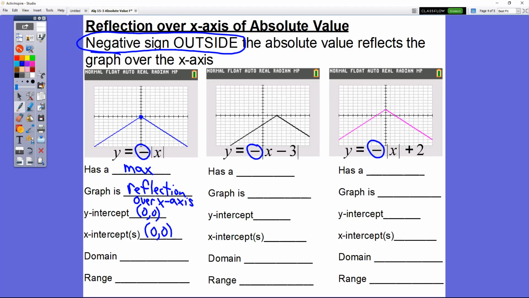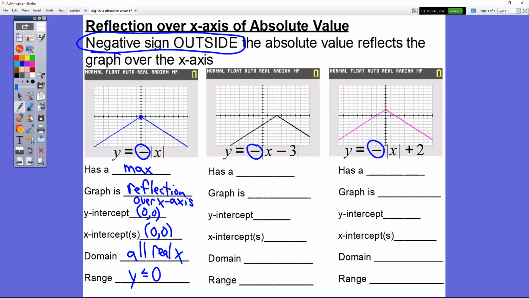The domain, your x values, it goes on forever in both directions, so it's all real x. The range, when you take a look at your graph, all of our values are from 0 down. So it is y is less than or equal to 0. Before we had greater than or equal to 0 because our graph was up above. Now we have less than or equal to 0 because it's down below.